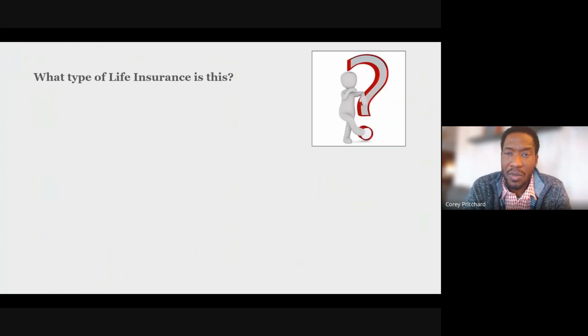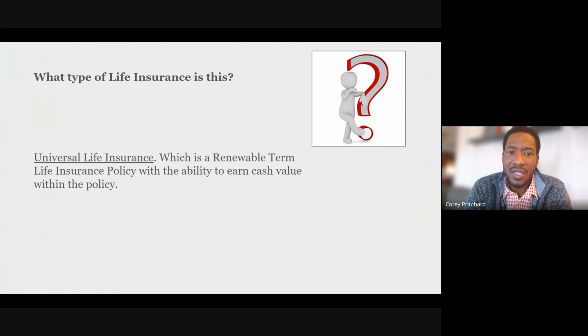So I'm just making sure I don't know what you don't know. Right. So if I share it and you already know it, great. But if you don't know it, it's going to be a great opportunity to learn. But I'm asking, what is it, right? What type of life insurance is this? Okay. So this is universal life insurance.